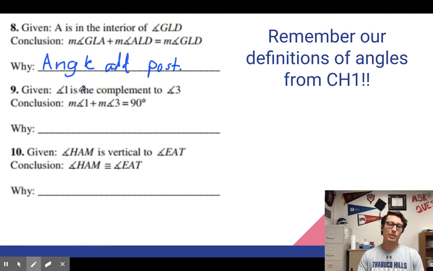Okay, next one, angle 1 is the complement to angle 3. So we can conclude that angle 1 and angle 3 equal 90 degrees, right? Remember, definitions from chapter 1, this is just the definition of complementary angles. Look at me writing in cursive, it's just as bad as my normal writing.